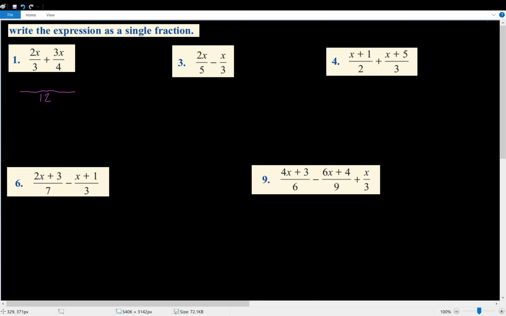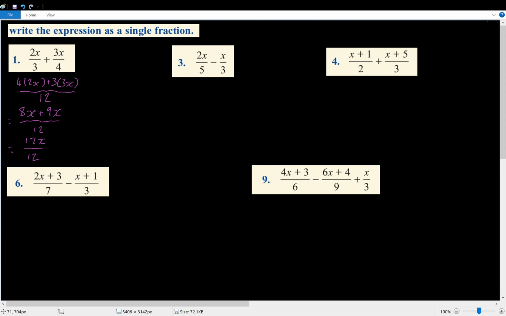And then above the line, 12 divided by 3 is 4, so we're going to multiply the number above 3 by 4. So 4 times 2x. And then 12 divided by 4 is 3, so we multiply the number above 4 by 3, so 3 times 3x. Then we multiply them out, and we get 8x plus 9x all over 12, which is equal to 17x over 12. And that's that expression written as a single fraction.